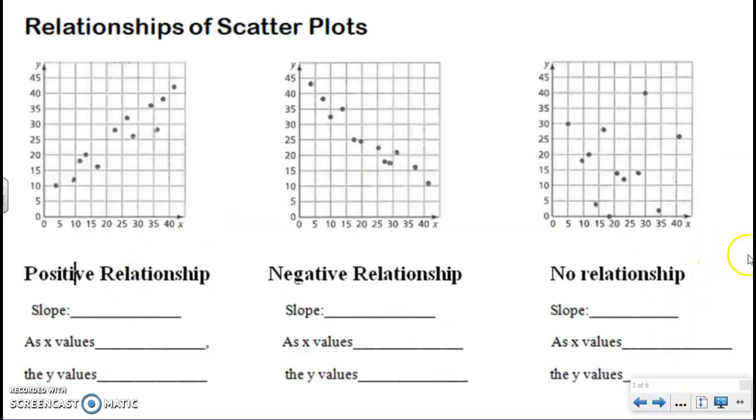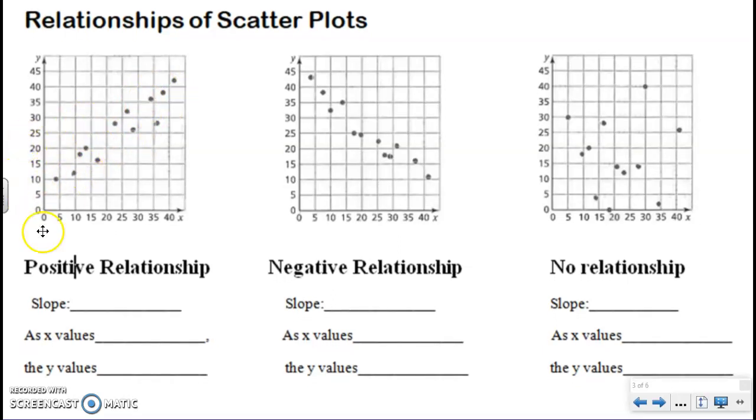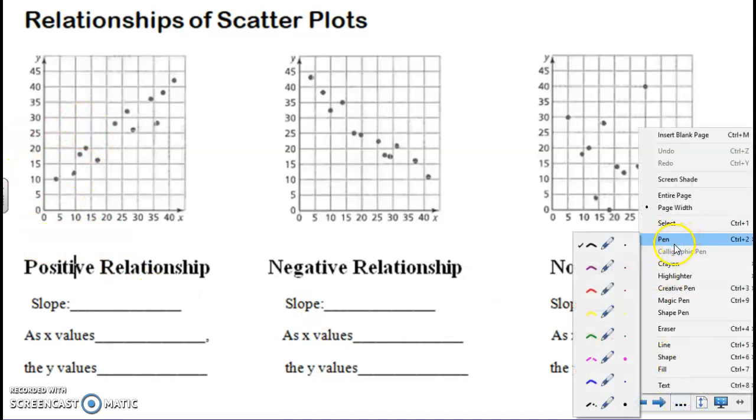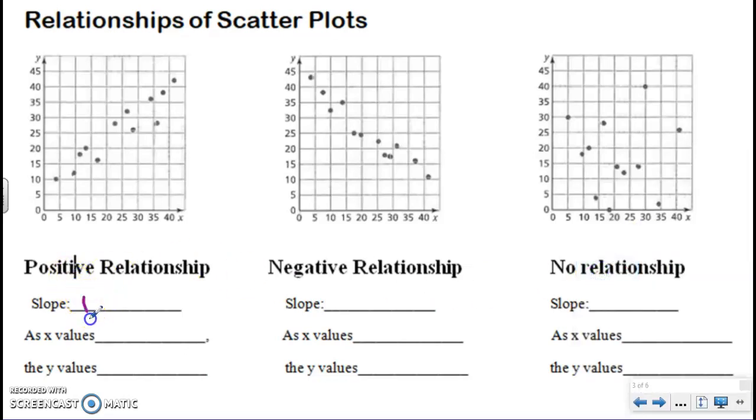So here we have some data plots. Notice the points in this first graph are very close to forming a line. It's not perfect, but we say that actually has a positive correlation or a positive relationship. So when we're looking at a positive relationship, the slope is positive. And as x values increase, y values also increase.